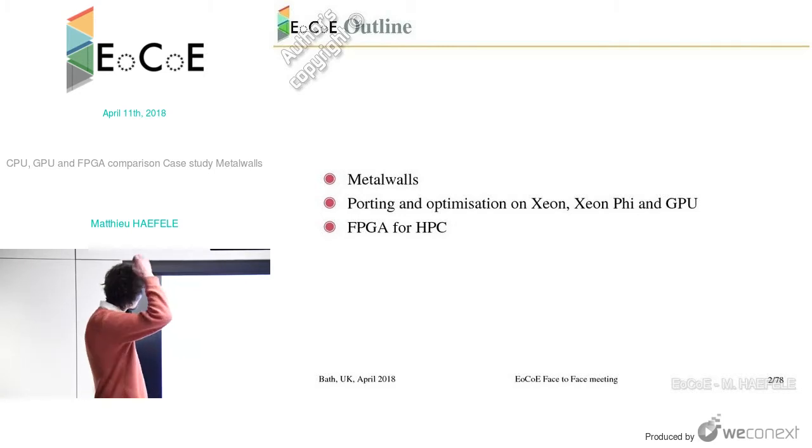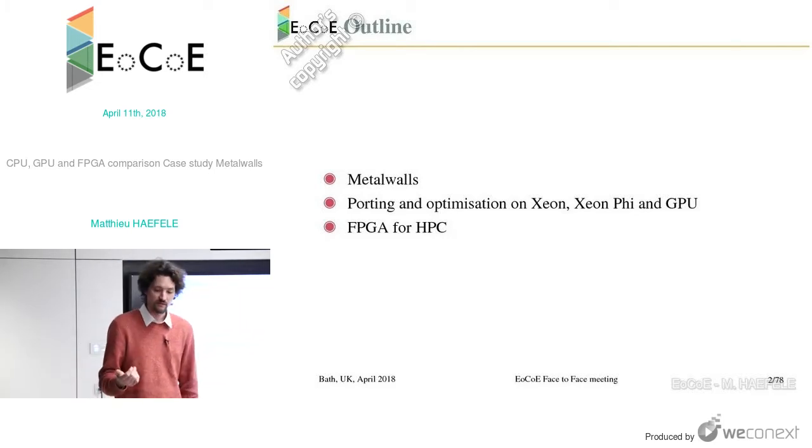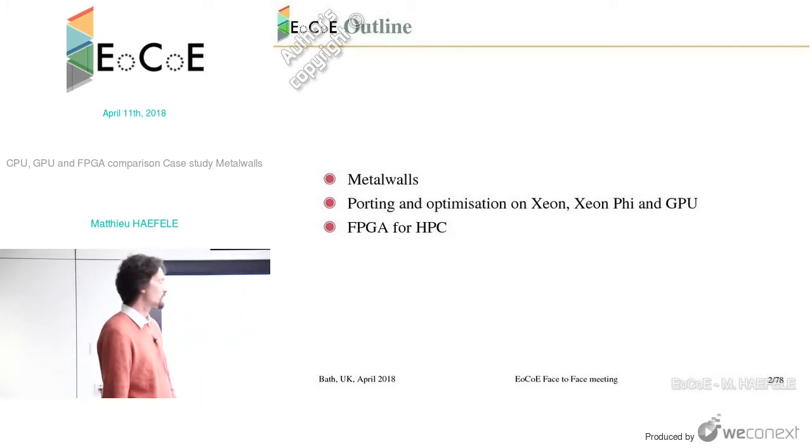Okay, so the outline is the following. I will have a few words about Metalwalls as an application. What does it do? Then the effort we did with Abel, my colleague, a postdoc that we have at Maison de la Simulation, to optimize and port it on different architectures. Our different architectures here are Xeon, Xeon Phi, and GPUs. And the rest of the talk will be dedicated to FPGA to give you the idea behind this kind of technology that might emerge in HPC.